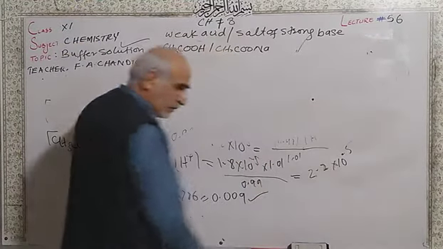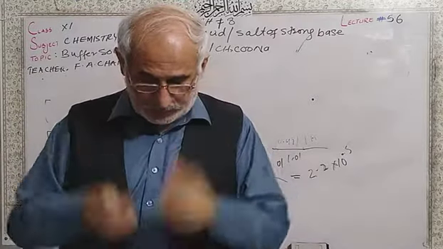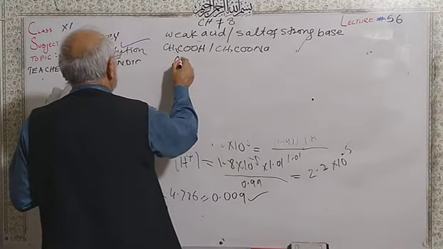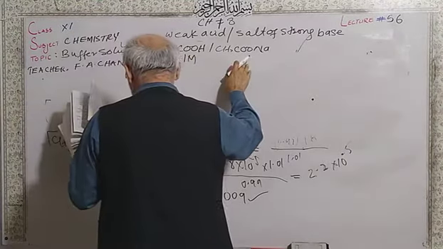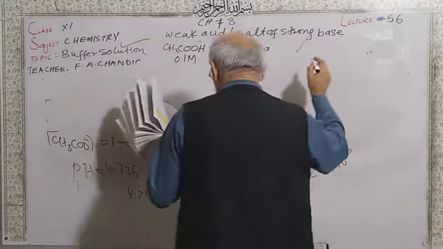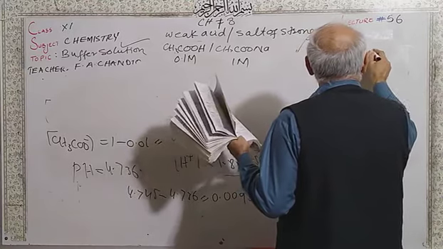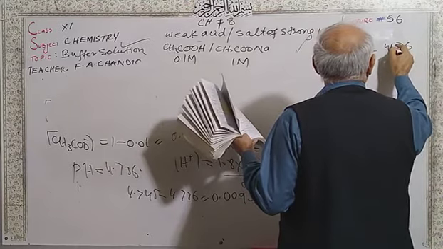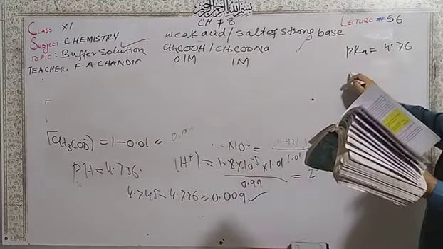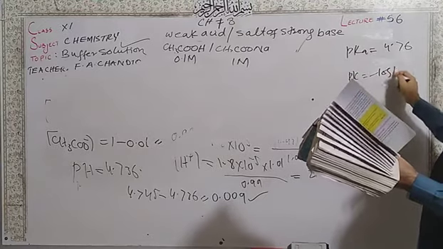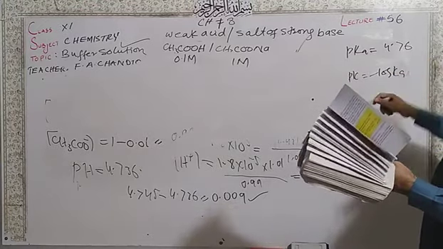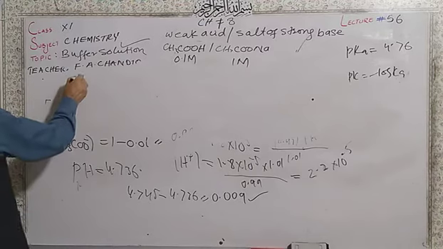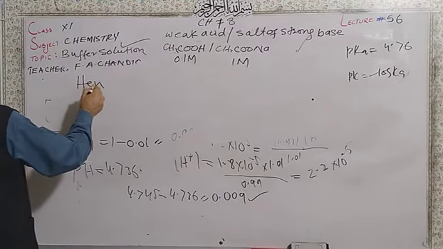You have this buffer solution, and the concentration of the acetic acid is 0.1, and the concentration of sodium acetate is 1 mole, and the pKa value is 4.76. If the Ka value is given, then pKa is equal to minus log of Ka. You can calculate the value of pKa by using this formula. So, dear students, the formula used we call Henderson's equation.